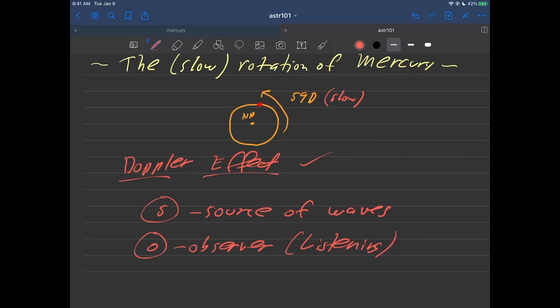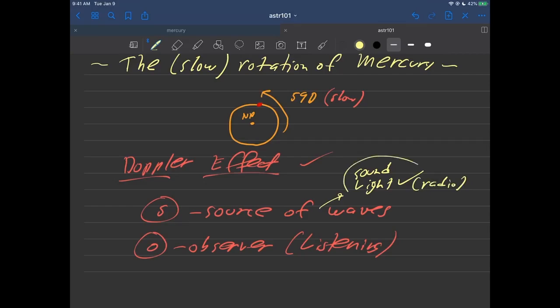Could be your ear or the reception or whatever it is, whoever is receiving the waves. And the type of waves that we're talking about here can be just about anything. It definitely works for sound waves. If you ever hear an ambulance go by, you can hear the frequency shift as it goes by. And it can also work for light waves, and this is how astronomers used it to measure that rotation speed of Mercury, using light waves, or in this case, radio waves, as we discussed.